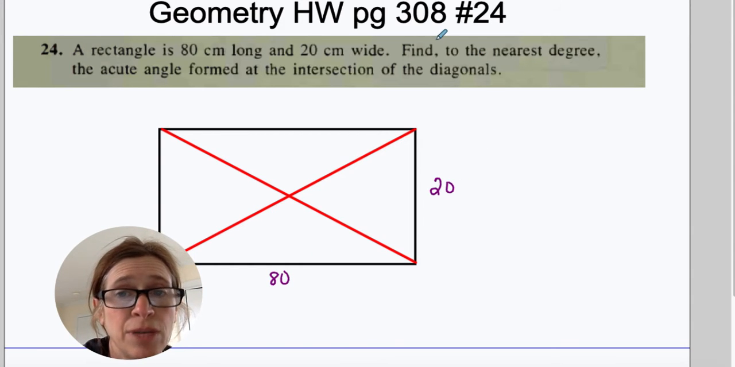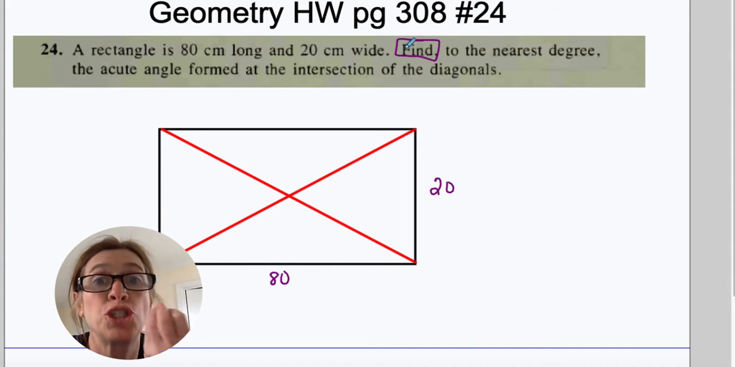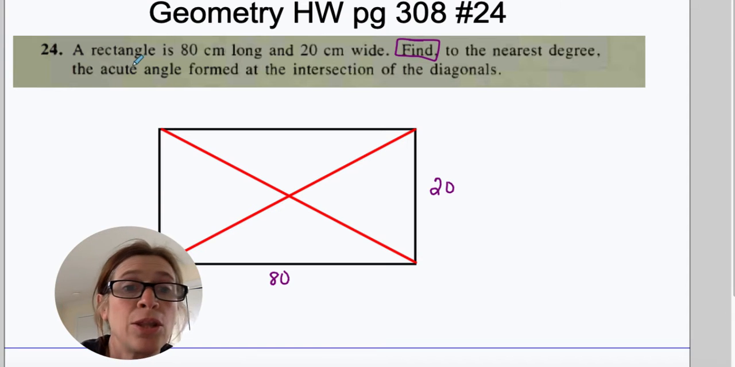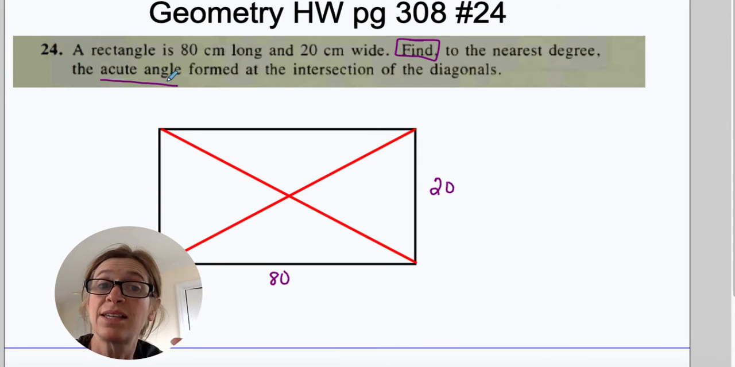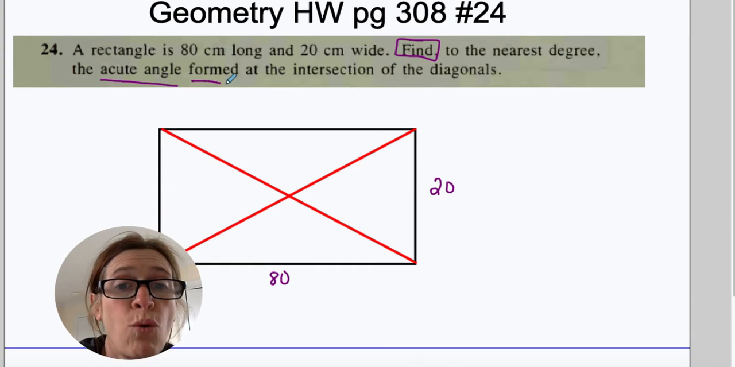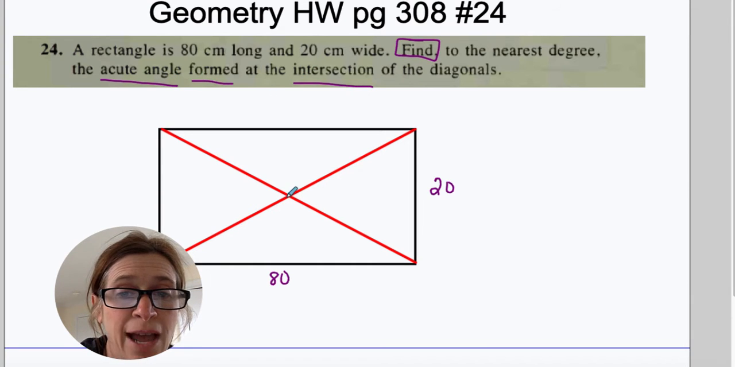Find to the nearest degree. So find is telling me what to do, what the question is asking me to do. That's the do. The acute angle. Okay, so acute angle, less than 90, formed at the intersection of the diagonals. So this is the intersection of the diagonals.